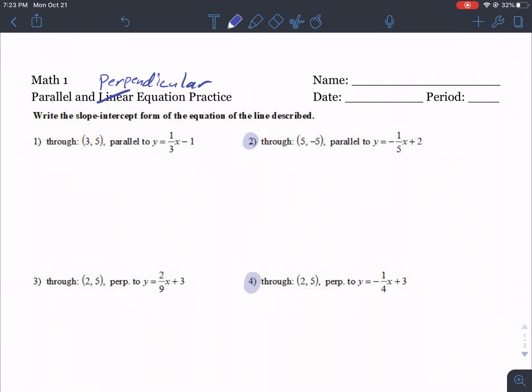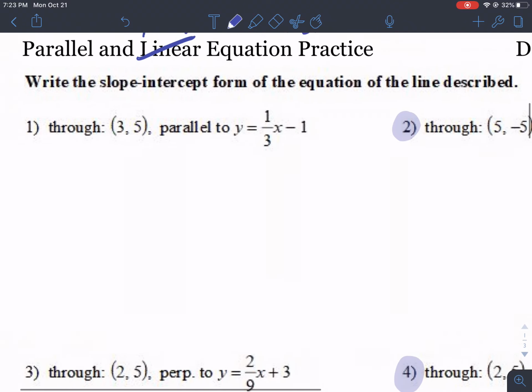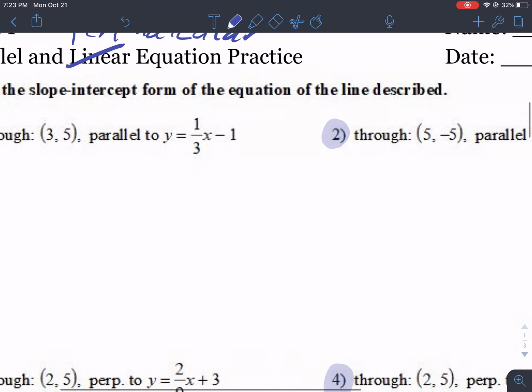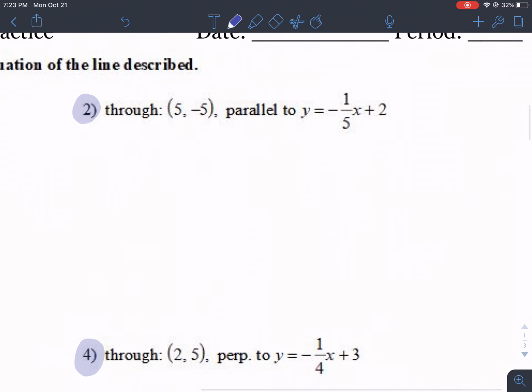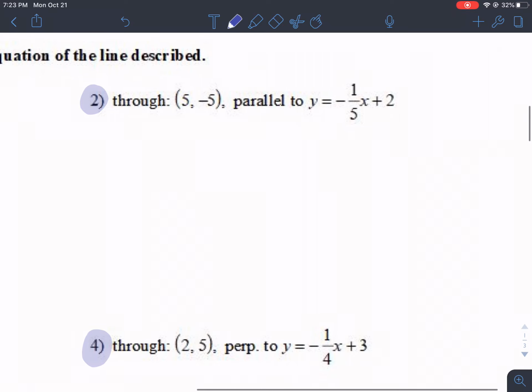It's right here. So we're going to write the slope-intercept form of the equation of the line described. So here we're given a point, 5 comma negative 5, parallel to y equals negative 1 over 5x plus 2. So that's our point, that's what we're given. And we want the line to go through that point, and you want it to be parallel.